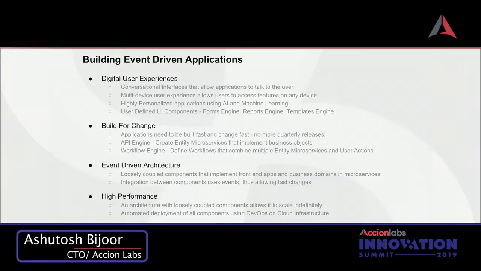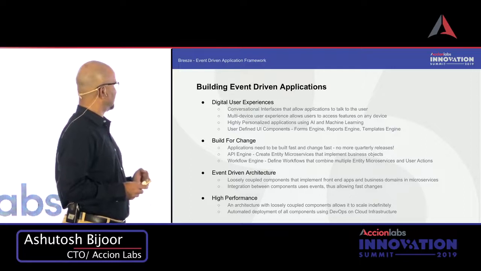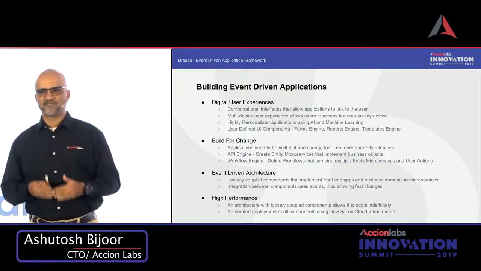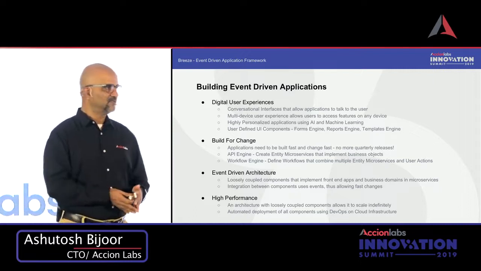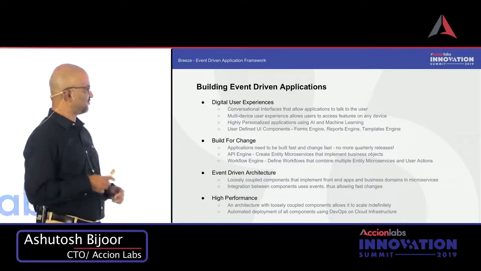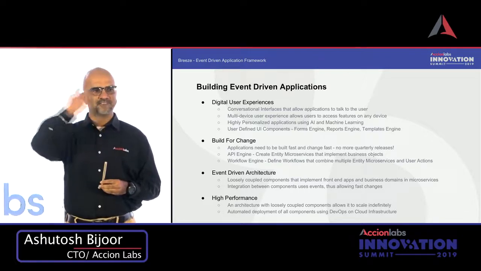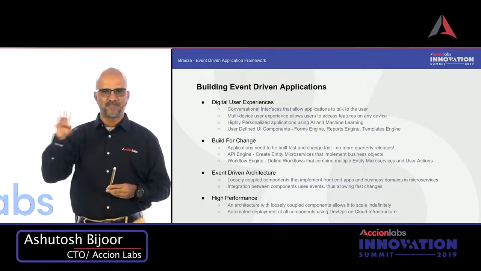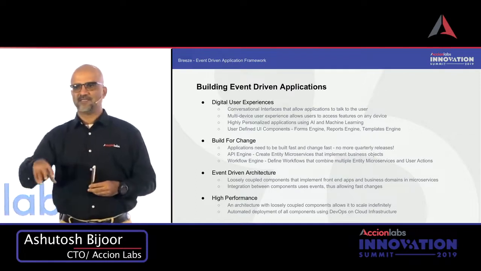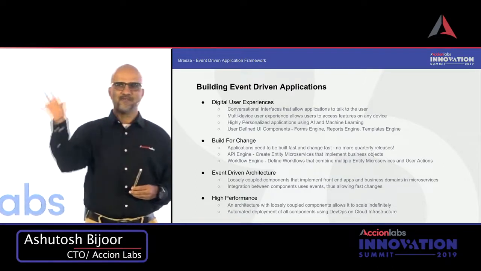We know that today applications are not built to last, they're built to change. The entire principle of microservices and event-driven architecture is so that we are able to keep changing applications really fast. So the two important aspects of business applications are entities and workflows. So we have created two engines. There's an API engine, which helps you create an entity microservice almost out of the box. And the second is a workflow engine, which allows you to define your orchestration between multiple microservices or manual tasks, like conventional workflows, by using a BPM diagram.